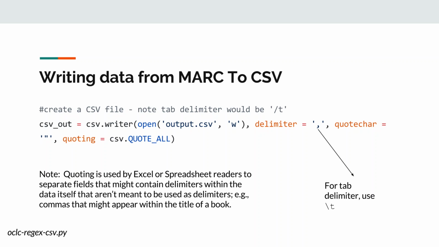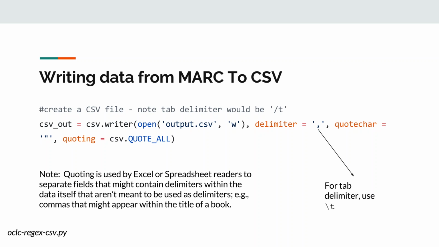But there's an import statement, just like we imported PyMARC at the top. We're going to import CSV. That's another Python module that you'll use very frequently. And then at the very beginning of the file, you'll have this CSV out statement. And this is a variable that's basically going to store the fact that you're writing a CSV file. You're using a method, CSV writer, to open your output file.